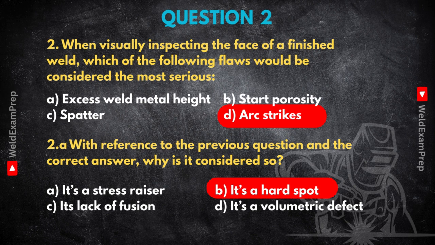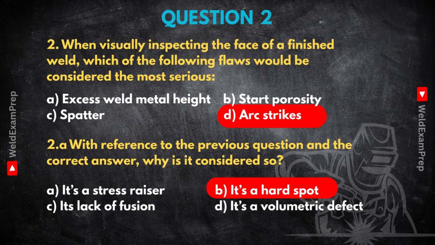Correct. So this raises that important question. While stress concentration happens and lack of fusion and volumetric defects are bad, what is the direct, primary, dangerous consequence of an arc strike itself? It's the formation of that hard, brittle spot. That's the specific danger unique to arc strikes among these choices. Getting that distinction is vital. That is crystal clear now. The visual flaw, the arc strike, is just the tip of the iceberg. The real danger is the hidden metallurgical change, the hard spot, like seeing a tiny crack in a foundation. It hints at bigger problems.